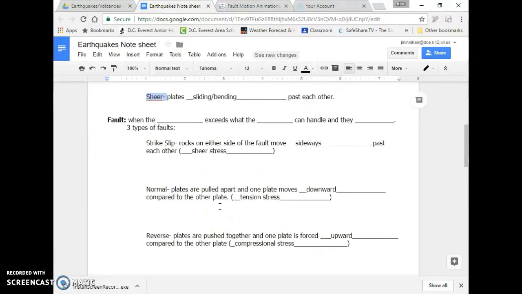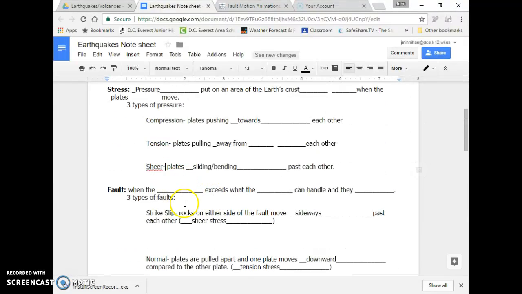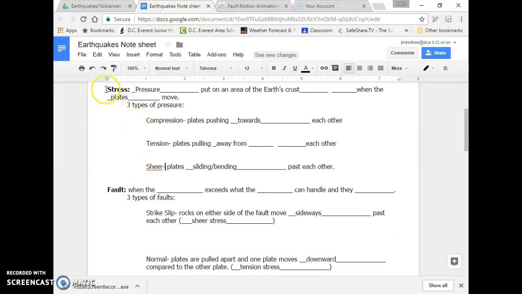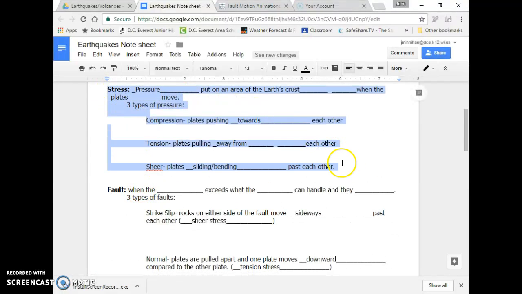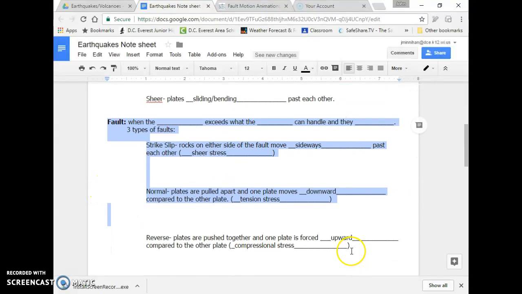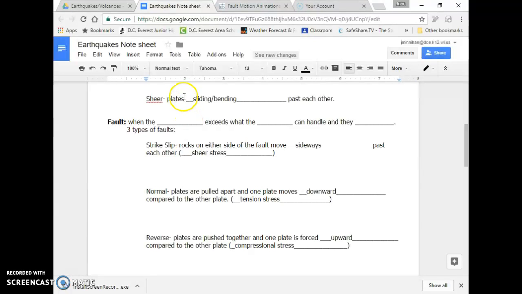Okay, so that is as far as we're going to go with the note sheet here. So you should have an earthquake defined, and then you should be able to match your stresses up here to the type of fault down here. Again, it's matching, right? You're matching the stress to the fault.